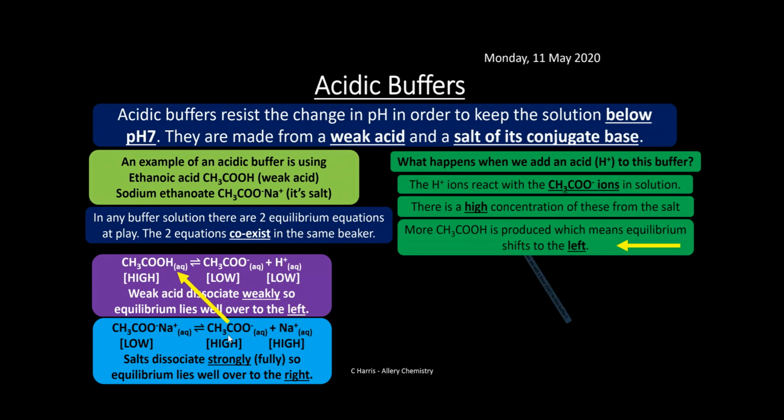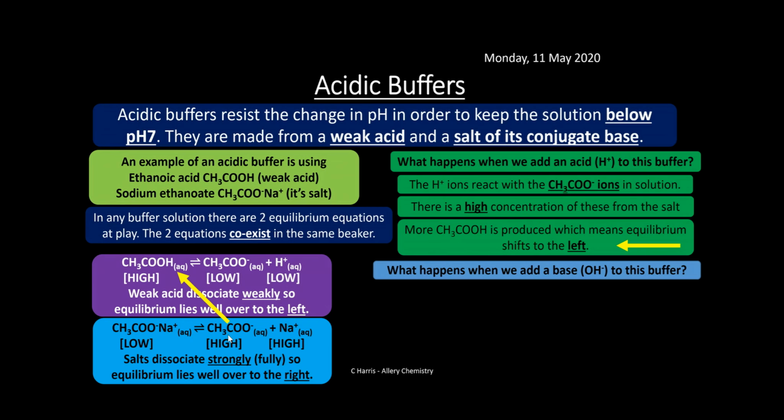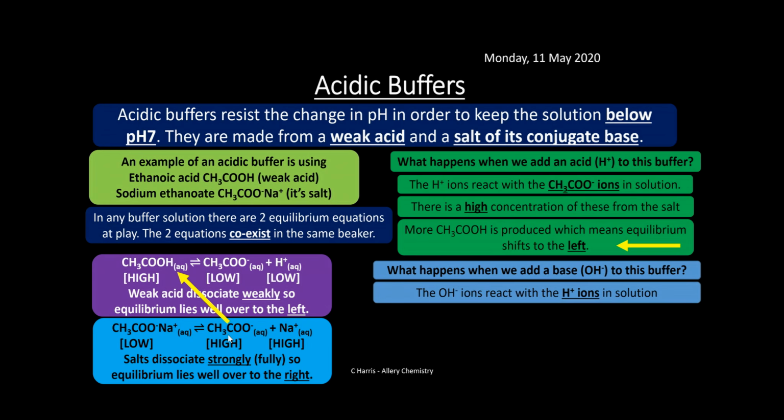So let's look at a different one, when we add a base to this. This is where the equilibrium bit does come in. So we add a base, which is OH minus, to this buffer. Remember, the buffer has both of these equations coexisting in the same beaker. So the OH minus ions react with H plus ions in solution. Why do they react with H plus ions? Well, they're negative, so they're always going to be attracted towards a positive charge.